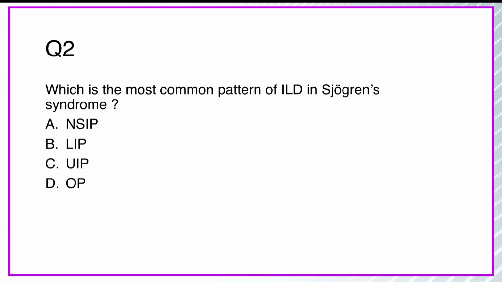Moving on, which is the most common pattern of ILD in Sjogren's? A. NSIP, B. LIP, C. UIP, and D. OP, organizing pneumonia.